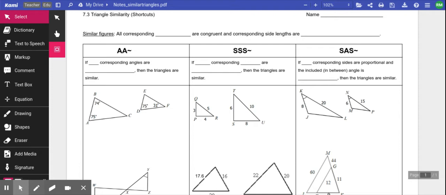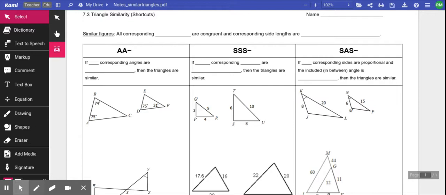Okay, so this should kind of look familiar. It should remind you of when we went over the triangle congruency. So you might have seen the SAS or the SSS before. The difference between congruent and similar figures is that congruent means they're the exact same shape.